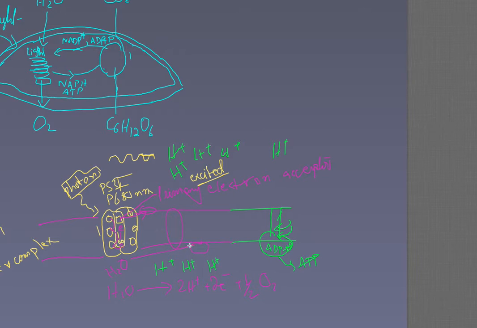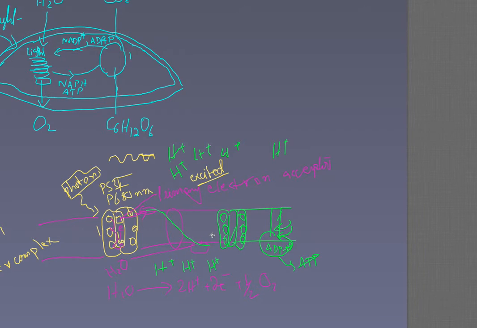So where were we? Yes, so these electrons are going from higher energy state to lower energy state, and they're traveling from complex to complex. So now there is another complex right here, and I'm trying to draw it similar to that. And so these are the light harvesting complexes, and this is the reaction center right here.